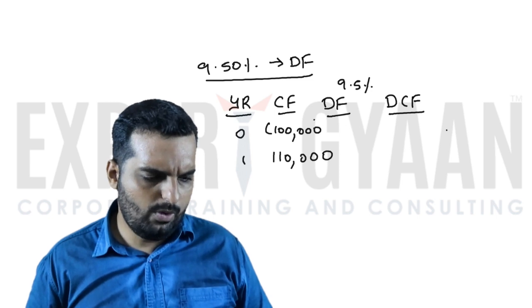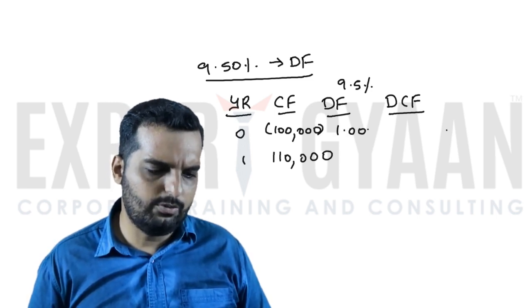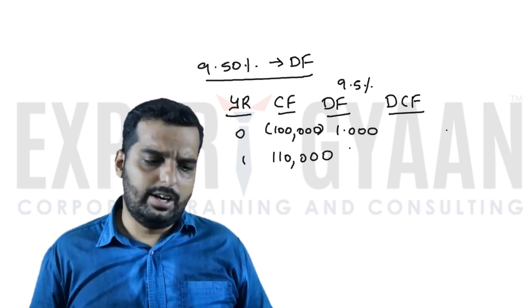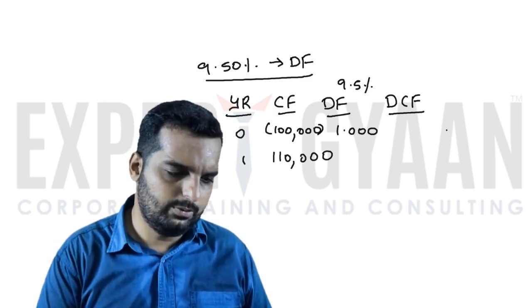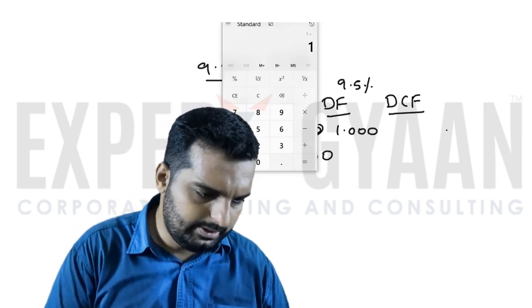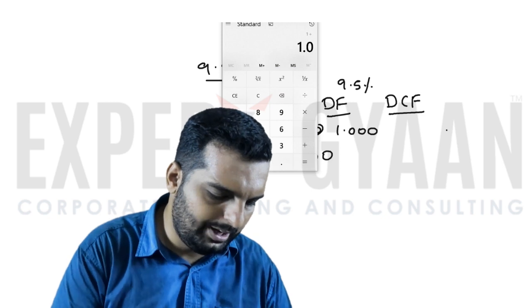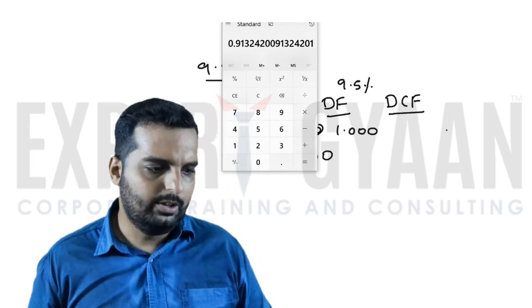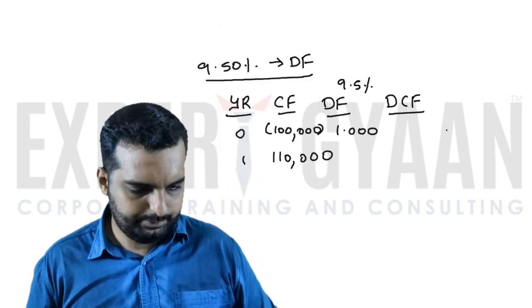So year 0, I'm going to get a discount factor of 1. Year 1, let us check what will be my discount factor. 1 divided by 1.095, that is 0.9132.